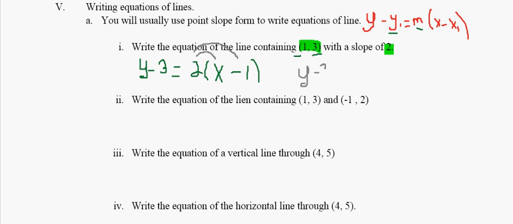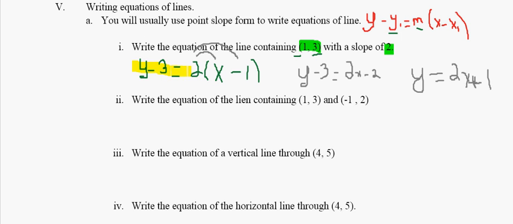Okay, if you're asked to just write the equation of a line, that's a perfectly fine equation of a line. Sometimes you might be asked to put it into slope-intercept form, or y equals mx plus b. That's an easy task. You just distribute the 2 so that you get y minus 3 equals 2x minus 2. And then you add the 3 to the other side. So you get y equals 2x plus 1.